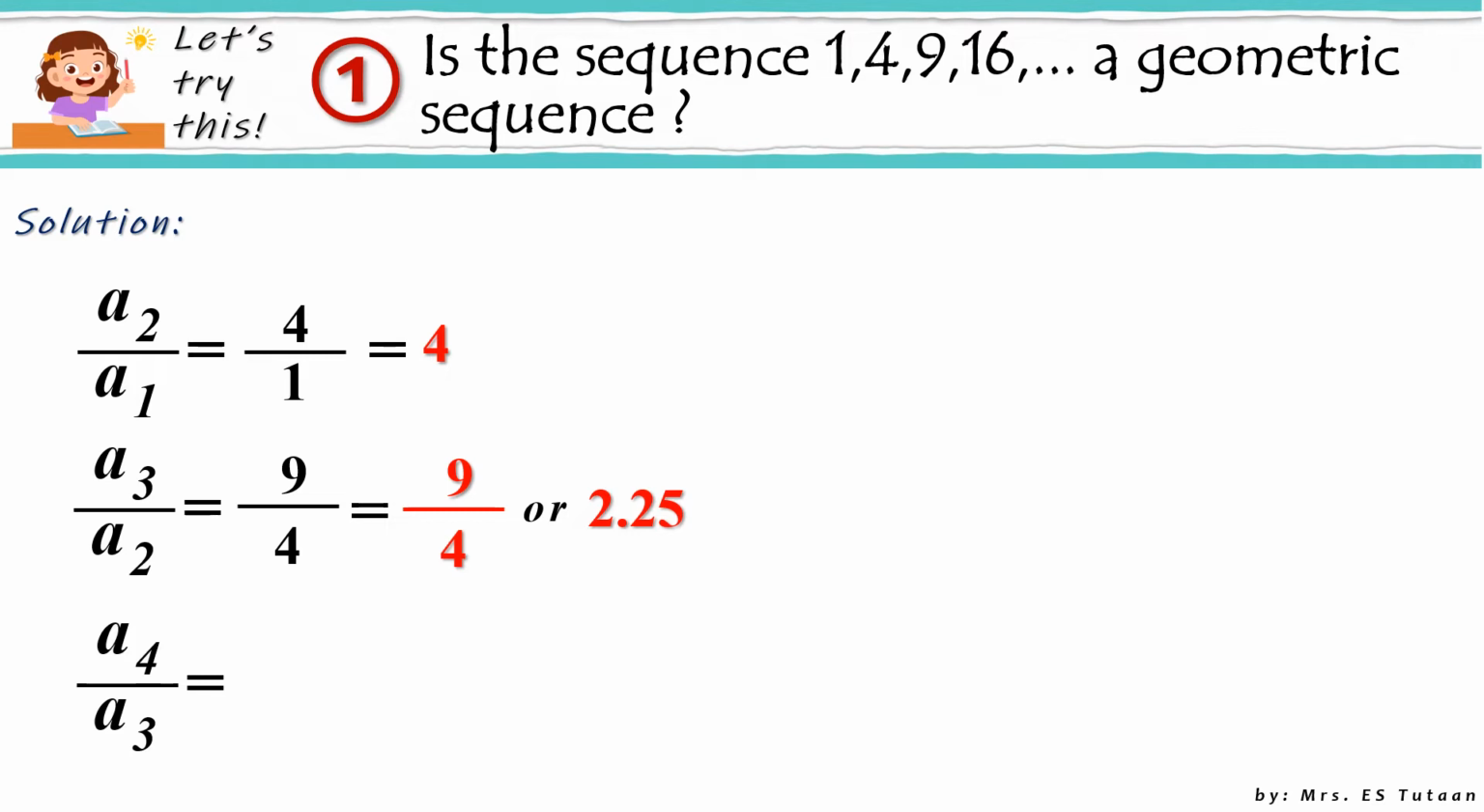Okay, so another pair of terms, we will have a sub 4 divided by a sub 3 that is equal to 16 divided by 9. And kung mapapansin nyo, sa 16 and 9, wala naman common factor na pwede nating i-cancel. So, we will have 16 over 9 as the ratio, or in decimal, that is equal to 1.78.